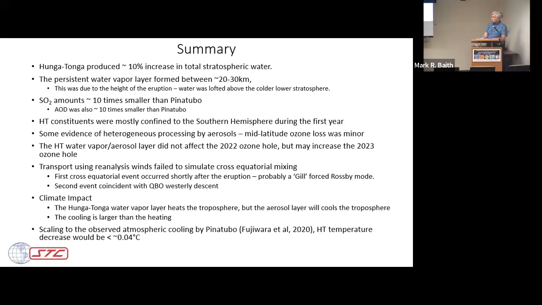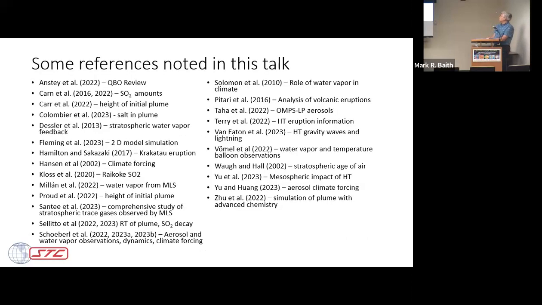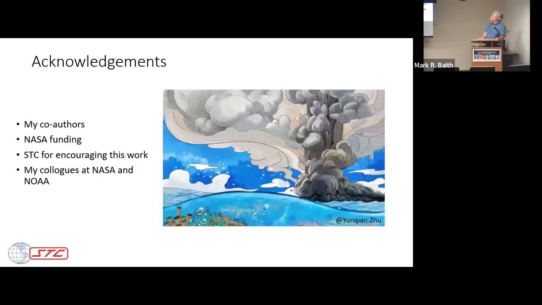Anyway, these are some of the references I used in the talk. But there's a tsunami of papers being written about this event, as I said earlier. They've erupted in the literature. Some of these are in ESSOAr already and out there. I'd like to acknowledge my co-authors, some NASA funding and STC for encouraging me to do this, and my colleagues at NASA and NOAA. This is a nice painting by Jun Shin Zhu, who was one of the authors of the paper I referenced earlier. She did that. And that's about it.